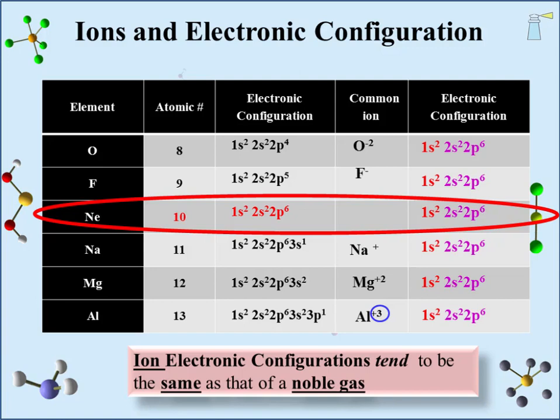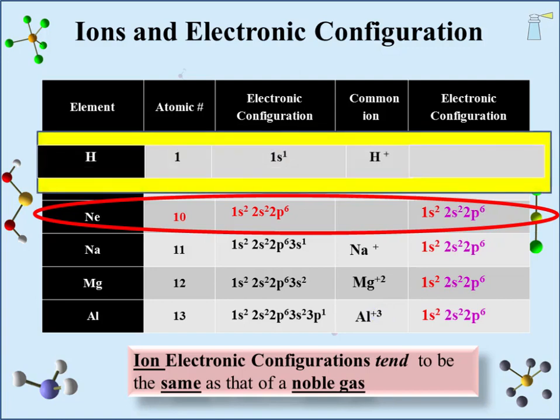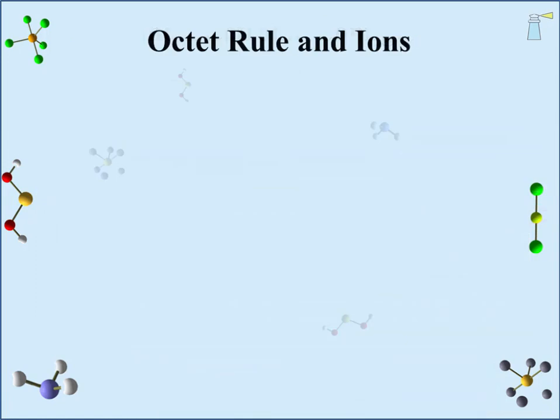Before we move on, we should also consider the most unique element, hydrogen. It only has one electron. If it loses that electron, it will adopt a positive 1 charge. Since it has no electrons, it will have no electronic configuration. It is in effect just a proton. In ionic compounds, hydrogen is always a +1 cation.